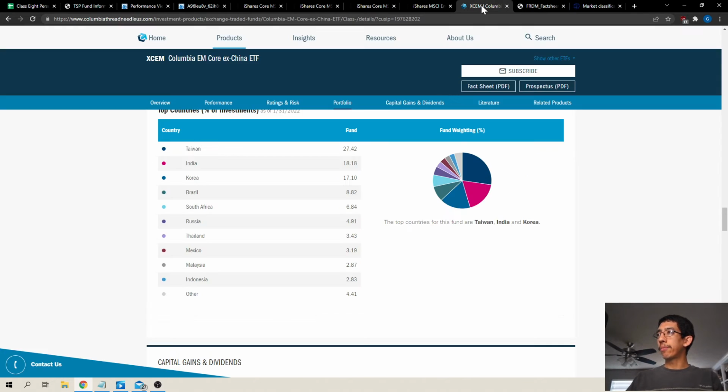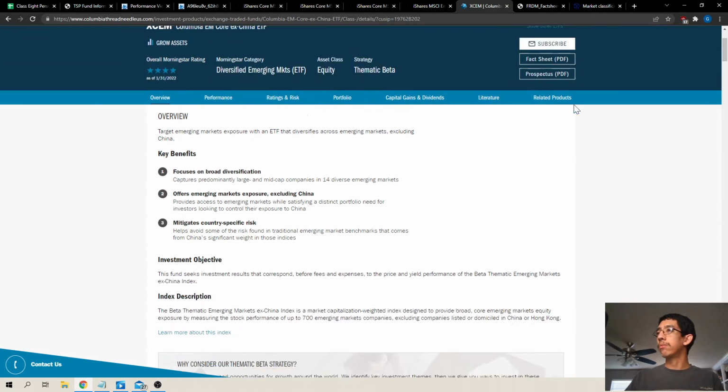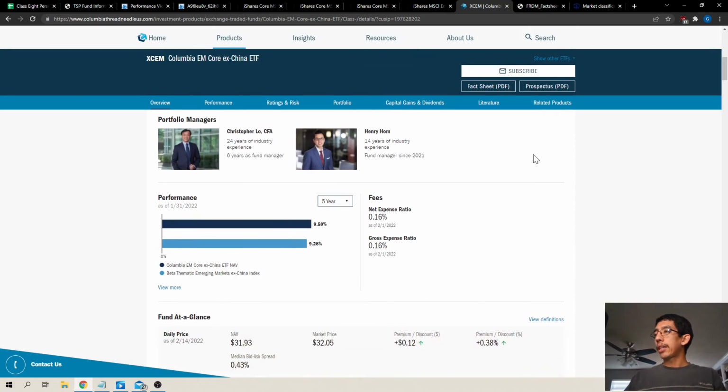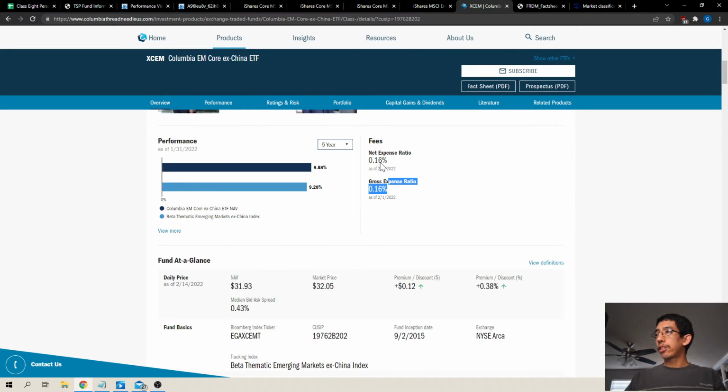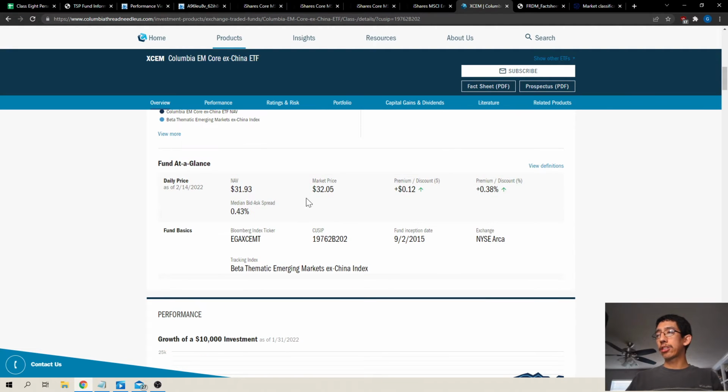An alternative that's out there is Xcem, which is by a firm called Columbia Threadneedle. Don't ask me why it's named that. It's weird. But they basically do the same thing. The expense ratio is 0.16, which is pretty nice. I don't know what the bid-ask spreads are on here. Well, it's right there. Median bid-ask spread is 0.43, which is pretty high.